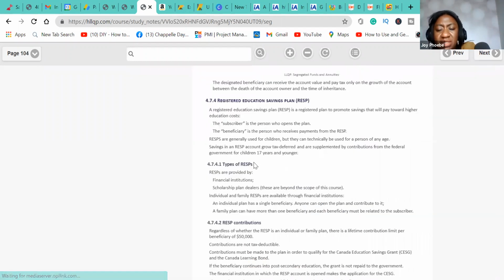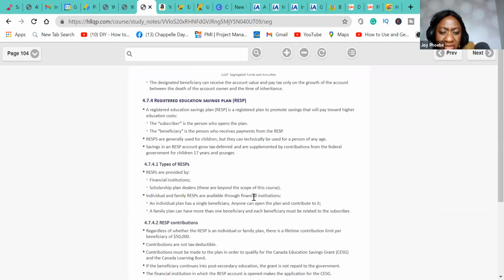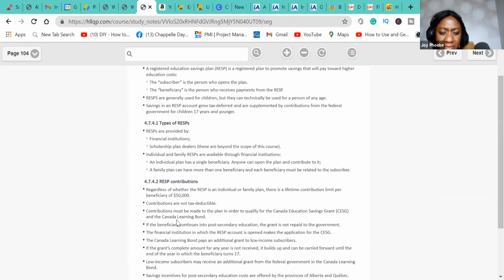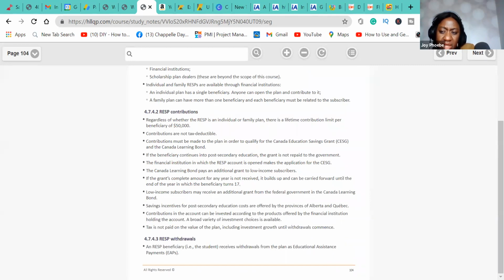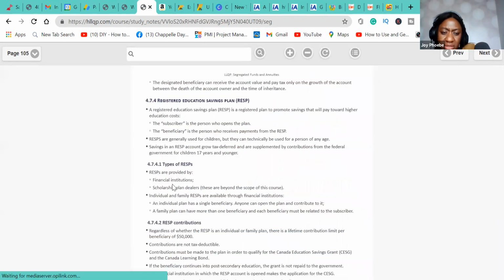Well, registered education savings plan is for children. It is provided by a financial institution, a security of education. It helps parents save for the education of the children. Contribution can be made until the beneficiary turns 17. And then there's government grants of 20% that's usually provided.